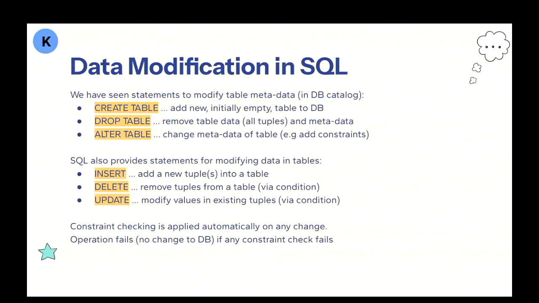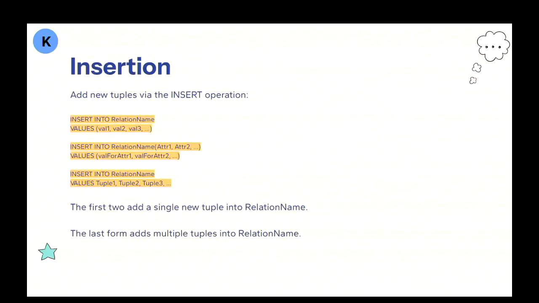So remember that we have defined constraints when we define the schema of the table. And these constraints are applied when we do the following three types of statements. And we will see how the constraints are applied later. So first, let's look into insertion. Insertion allows us to add new tuples.